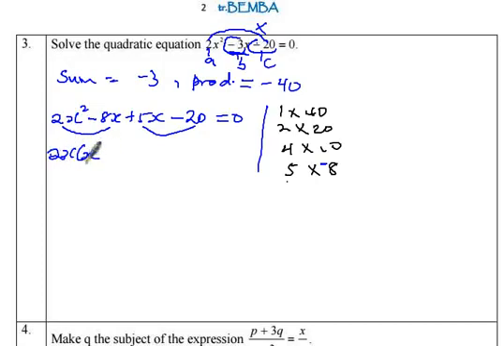This should be x, so that 2x times x, 2x squared, minus, which number can we multiply by this to get minus 8x?